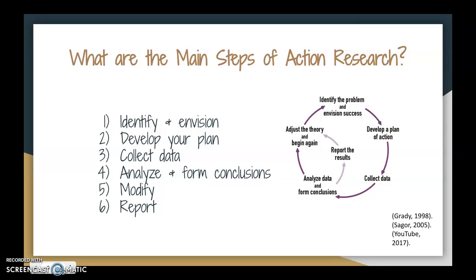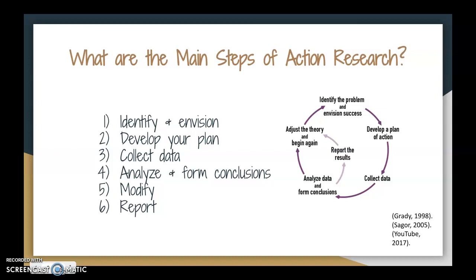The first step, identify and envision. Identify what your goal is and envision your success. Thinking that you will succeed is half the battle. Because action research focuses on growth and positivity, it is important that you are looking at it from a standpoint of growth and positivity. The second step is to develop your plan.